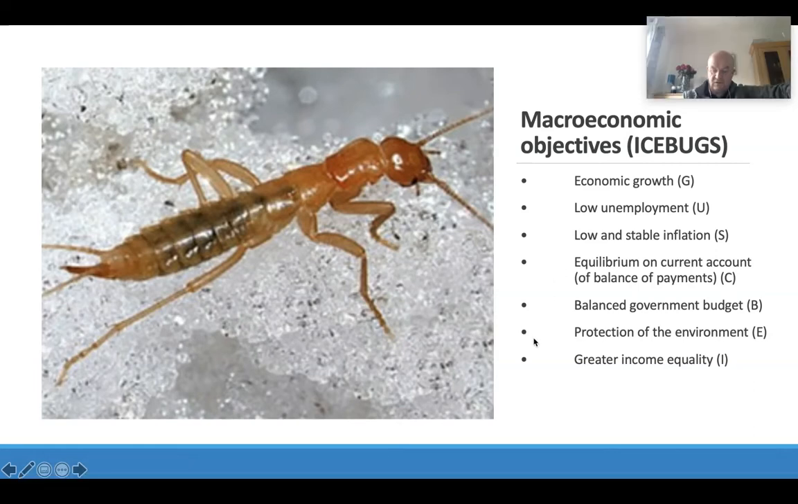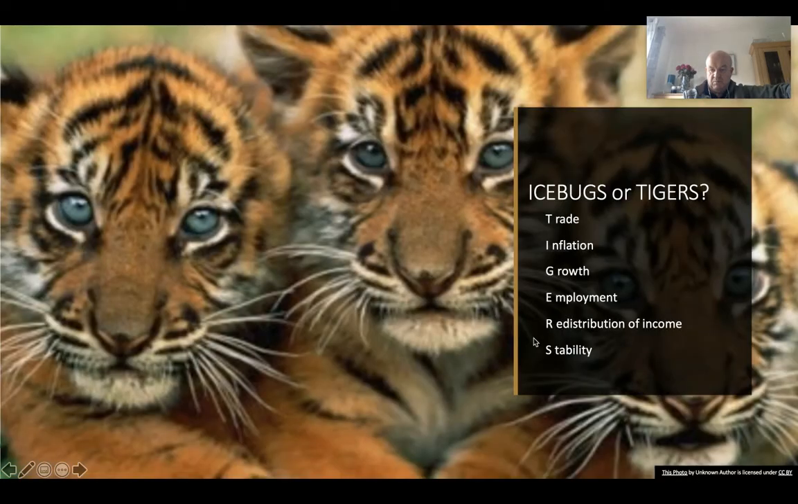In this instance, we're going to take a look at another option, much more appealing, certainly visually appealing than our icebergs, where we're talking about tigers. Okay, so it's just another means by which you can try and remember some of the things that the government is trying to achieve. Well, obviously, it's going to try and encourage trade, both national and international trade. It's got a target to try to manage inflation. Clearly, it's trying to encourage growth and levels of employment, redistribution of income, and also stability.